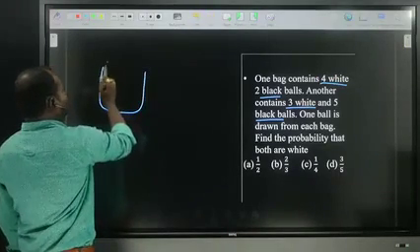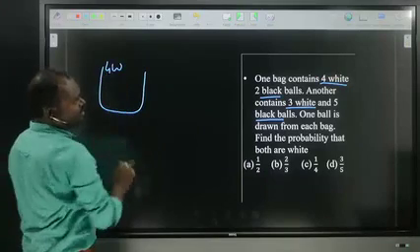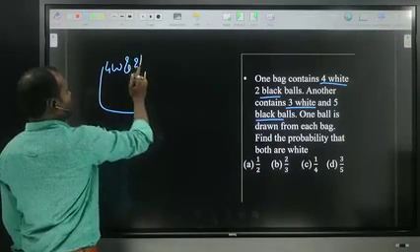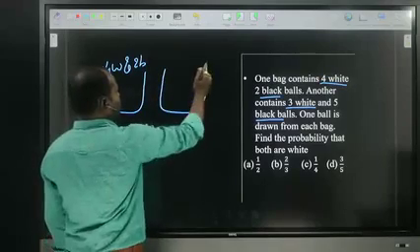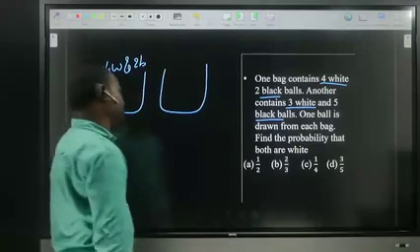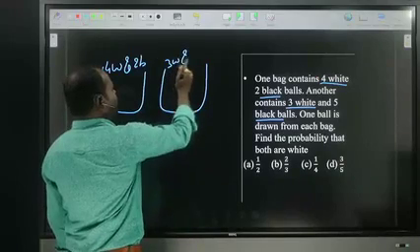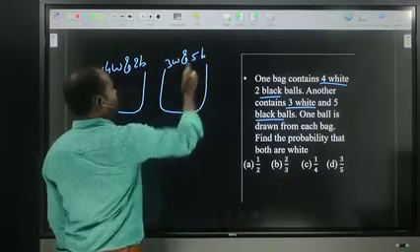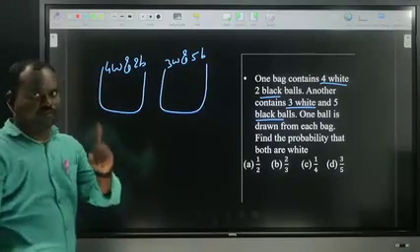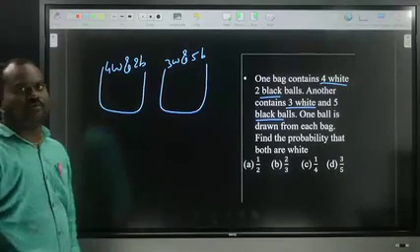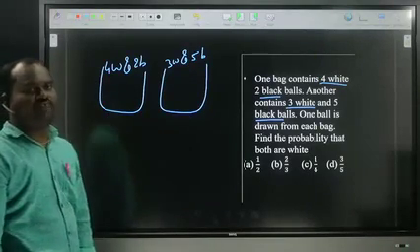In the first bag there are 4 white and 2 black balls. One more bag is there. In that there are 3 white and 5 black balls. Earlier there was only one bag, but now we have taken two bags. First bag: 4 white and 2 black. Second bag: 3 white and 5 black.